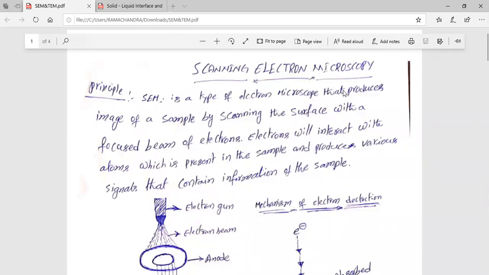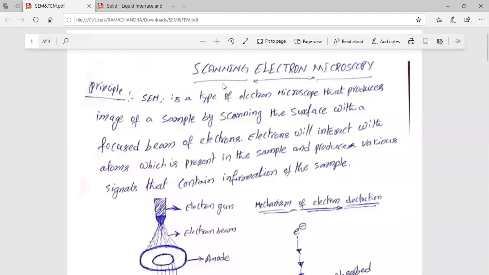The synthesized nanoparticles are characterized by the X-ray diffraction method, that is XRD, scanning electron microscopy, and transmission electron microscopy, SEM and TEM. These are the methods used nowadays for characterization of synthesized nanoparticles. So let's see the principle of scanning electron microscopy.